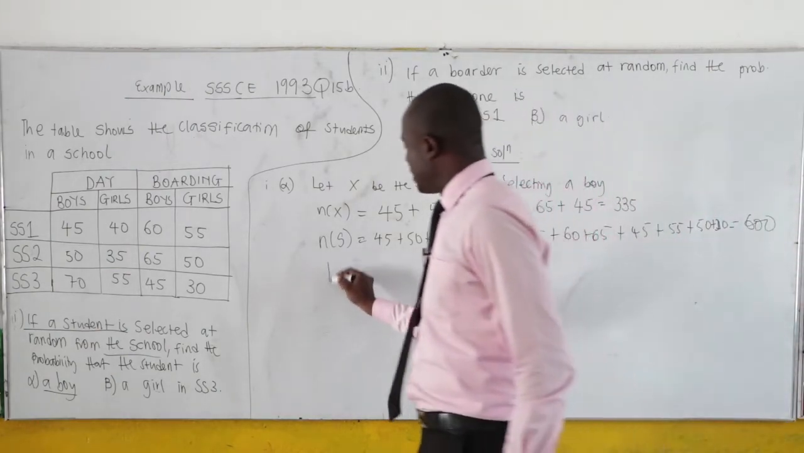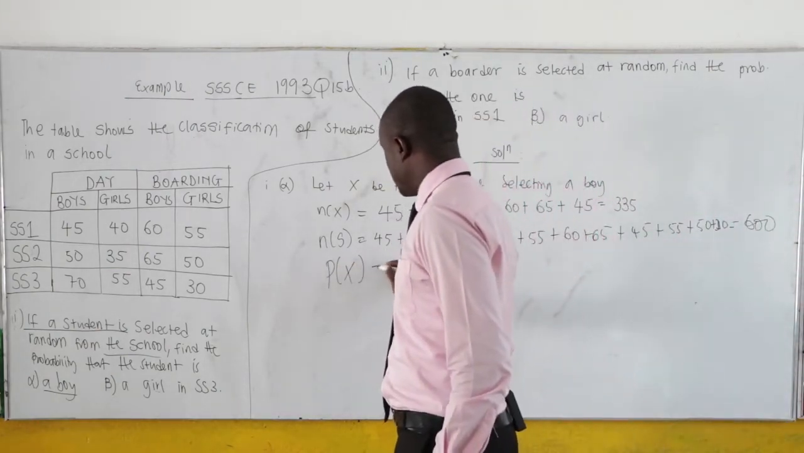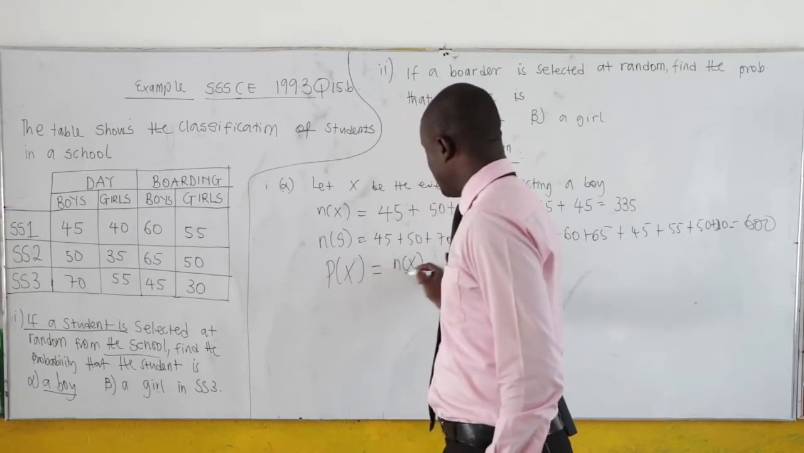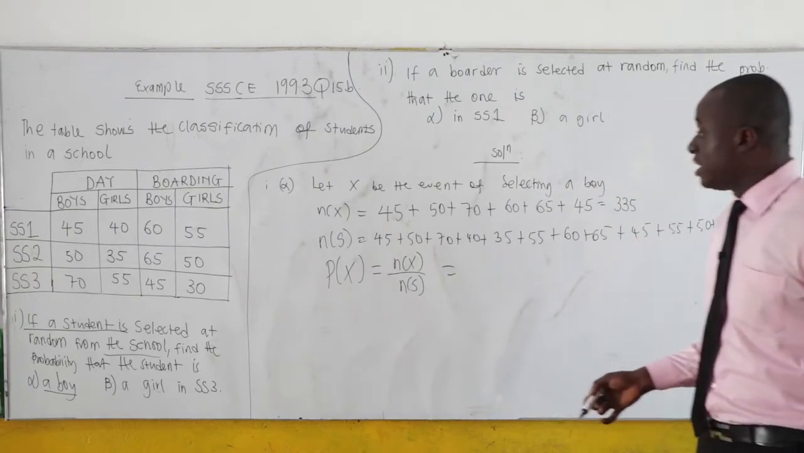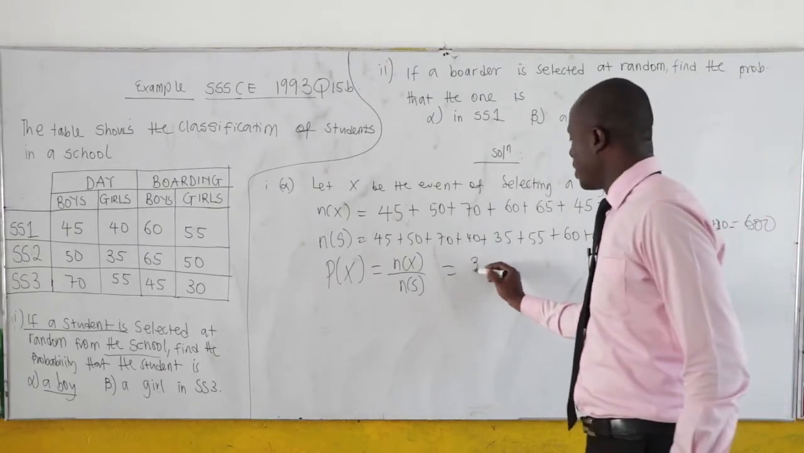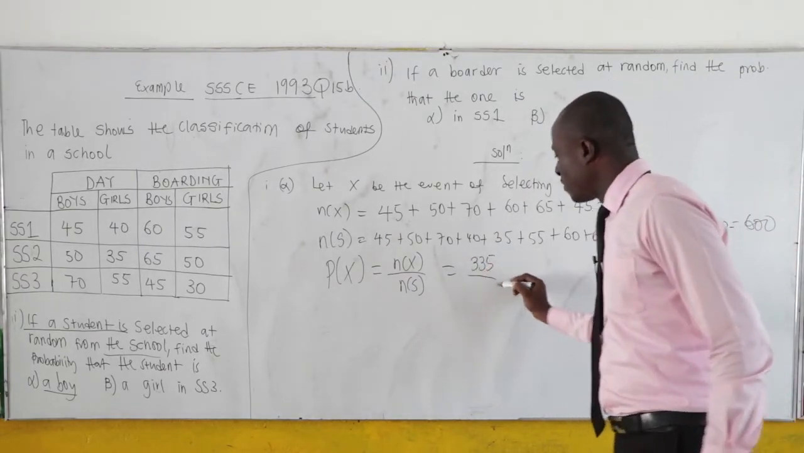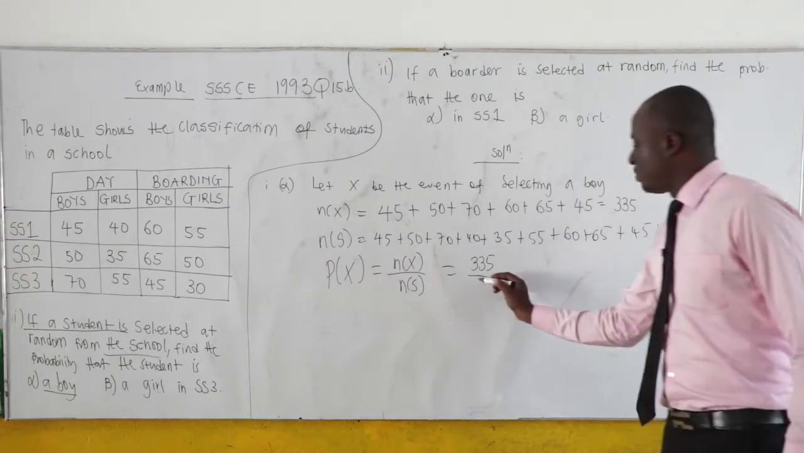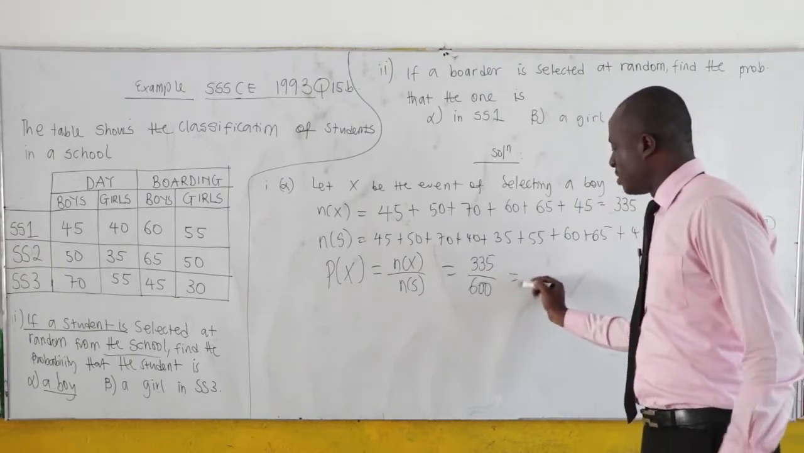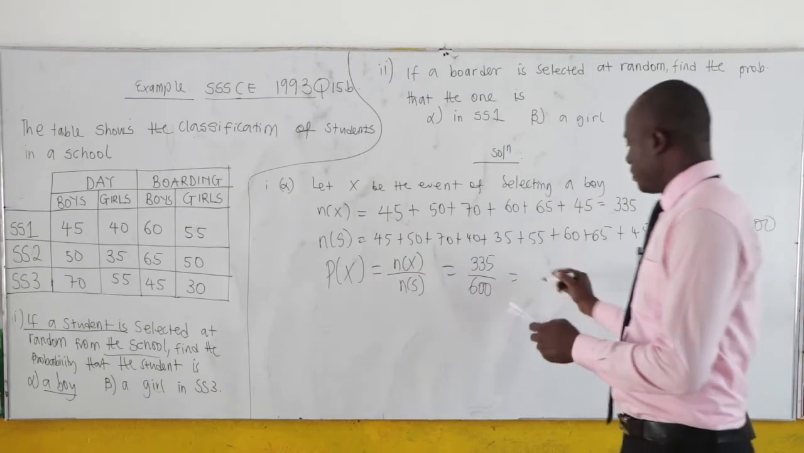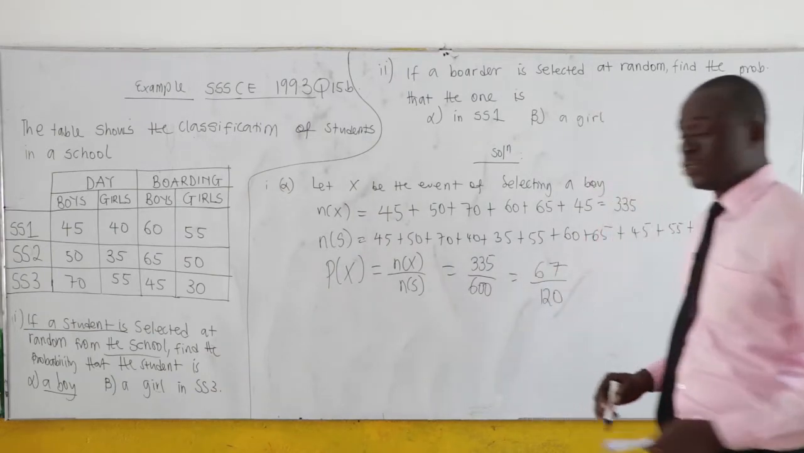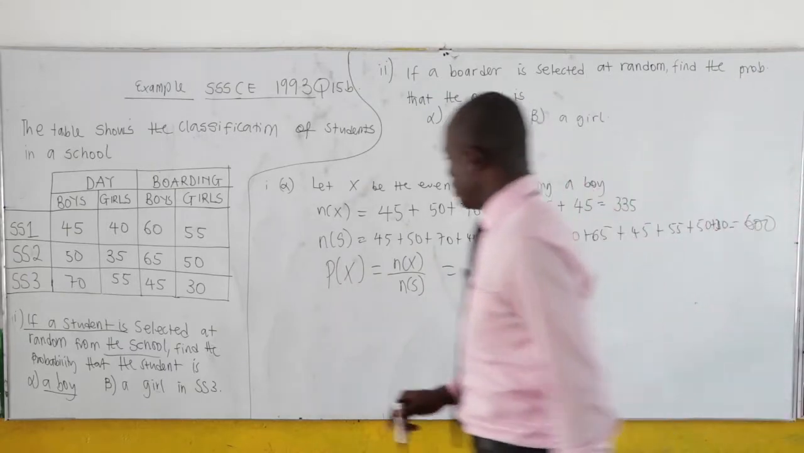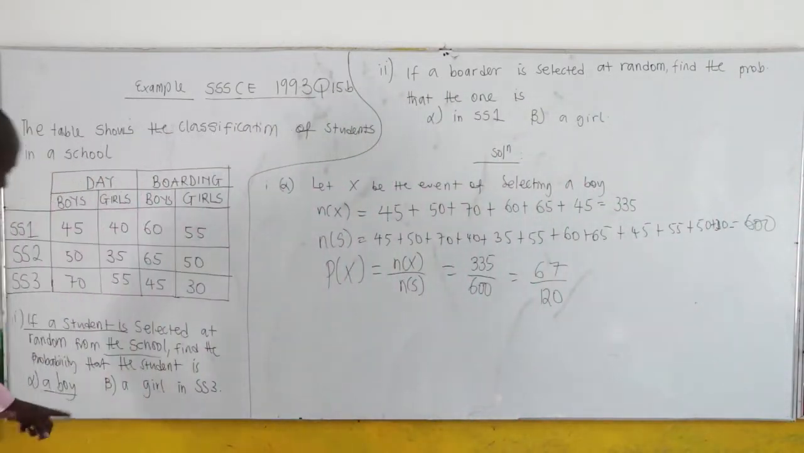Now, the probability that a boy is selected, we know that is number of events all over number in the sample space. Now, what is the event? The event is 335. What is the sample space? The sample space is 600. And when we divide, we are going to get 67 all over 120. That is so trivial.